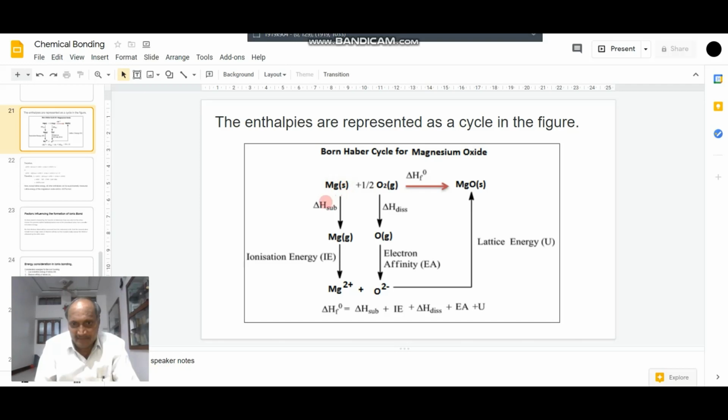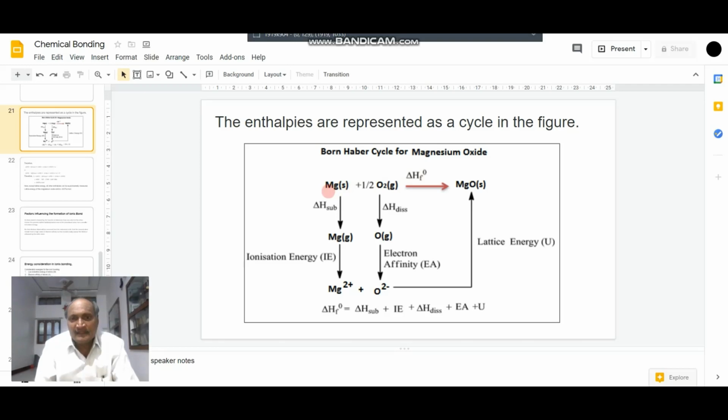Here, magnesium initially in the solid state, or in the metallic condition, combines with half mole of oxygen, that is, it combines with 1/2 O2, which is in the gaseous state, forming a solid magnesium oxide. Whatever the heat energy change that takes place during the formation of magnesium oxide is going to be indicated by delta HF, that is, heat of formation.